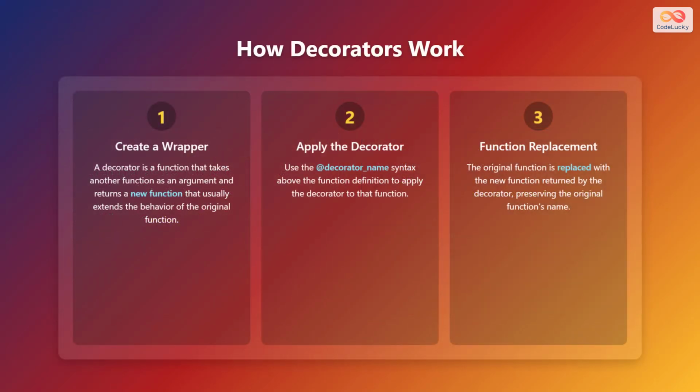Let's understand how decorators work step by step. First, you create a wrapper. A decorator is a function that takes another function as an argument and returns a new function that usually extends the behavior of the original function. Second, you apply the decorator. Use the @decorator_name syntax above the function definition to apply the decorator to that function. And third, function replacement. The original function is replaced with the new function returned by the decorator, preserving the original function's name.